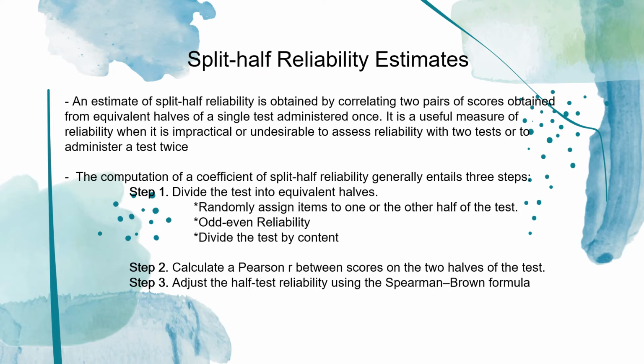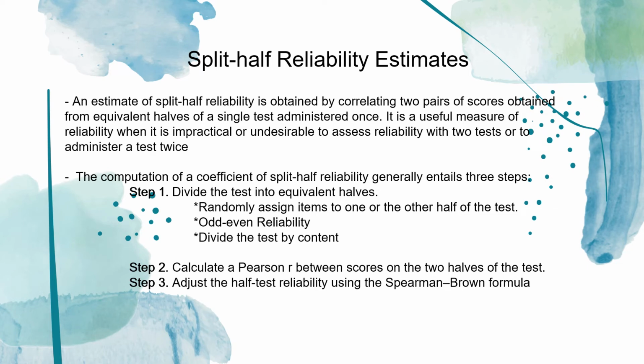Step 1 is to divide the test into equivalent halves. One acceptable way para ma-split ang test is to randomly assign items to one or the other half of the test. Another method is the use of odd-even reliability. So, in this method, magbe-based sa assigned numbers sa paghati. So, unang item is mga odd numbered items, and then the other half is even numbered items. And then, i-correlate na yung score nila sa isa't isa.